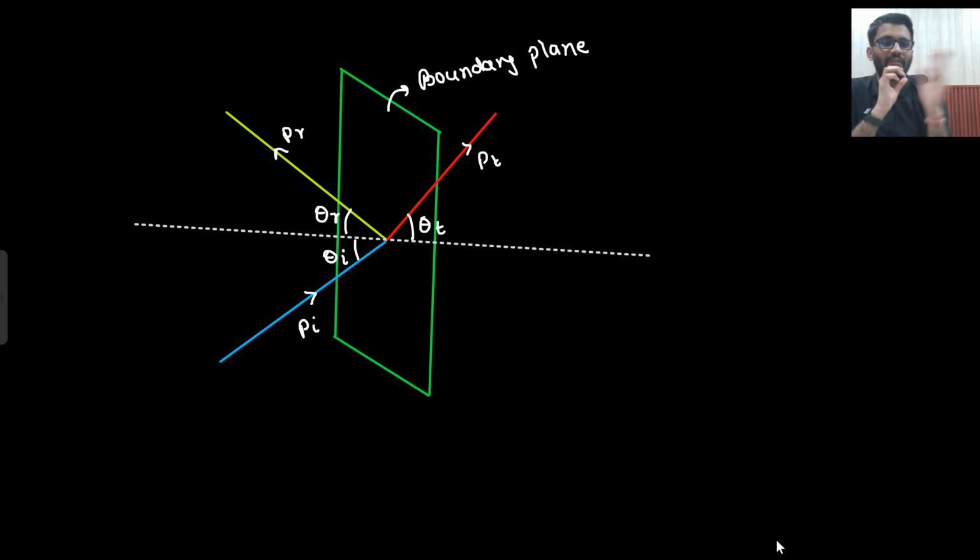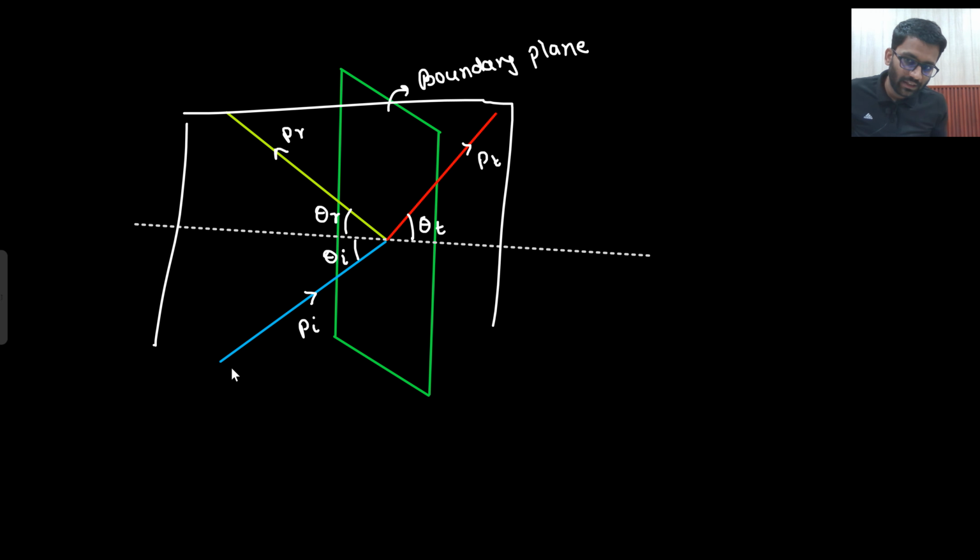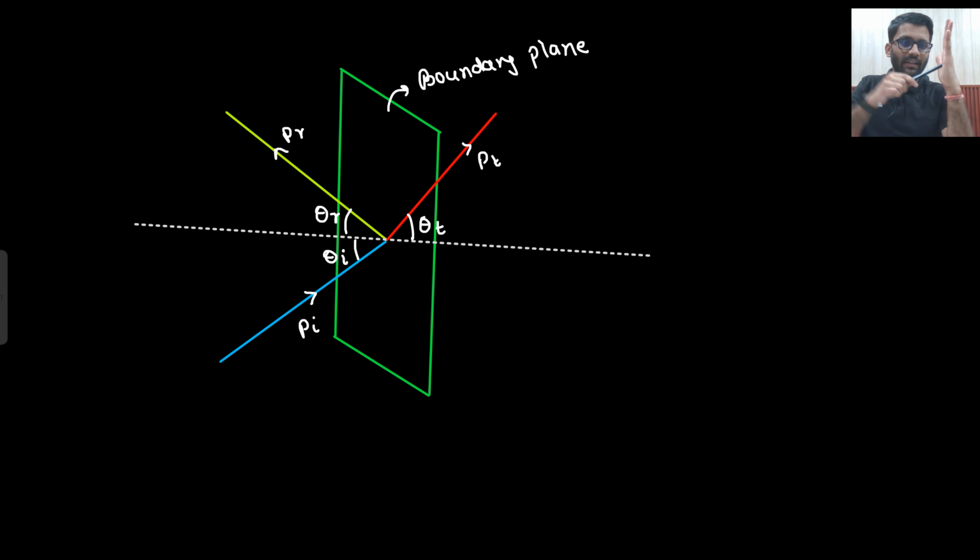The incident, reflected, and transmitted waves lie on the same plane. All these three waves will be lying on the same plane, and this plane is known as the plane of incidence, and it is perpendicular to the boundary plane. Is that clear to you? Incident, reflected, transmitted, all will be lying on one plane only, and that will be perpendicular to the boundary plane. This is my boundary plane, and somewhere in between my plane of incidence would be there, and that will be perpendicular to the boundary plane. A very important concept.